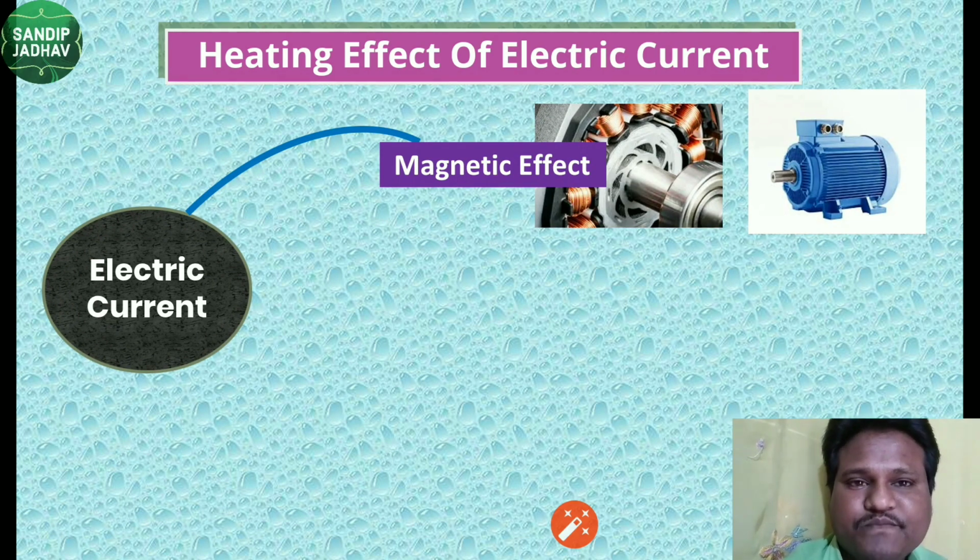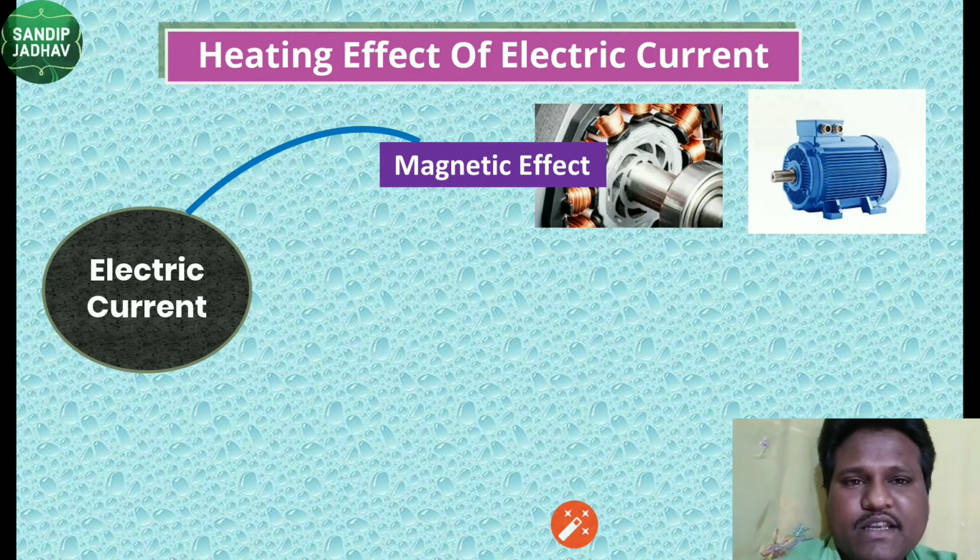The first effect that electric current produces is the magnetic effect. We know the motor: when we switch on the motor and the circuit, we see that electrical energy is converted into mechanical energy as the motor rotates. So this was one effect, that means electric current produces a magnetic effect also.